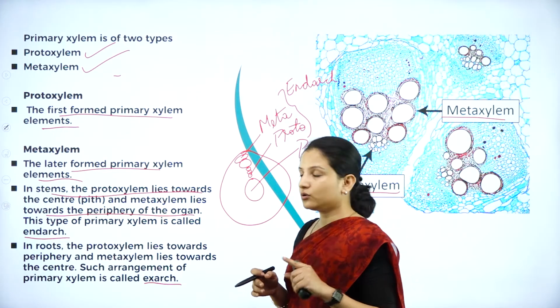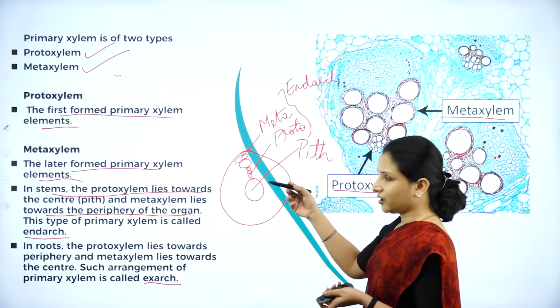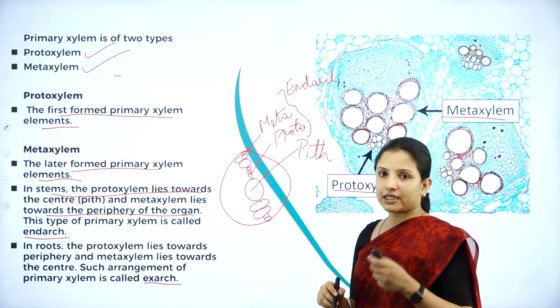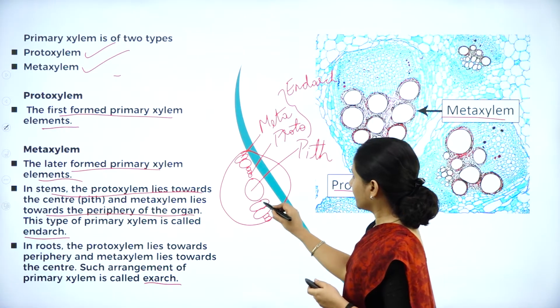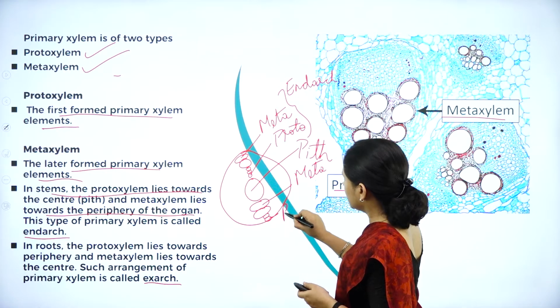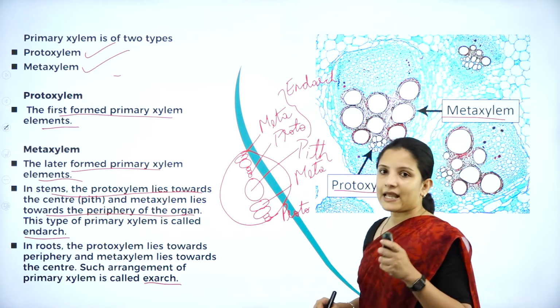And if it is a root, it is vice versa. If it is a root, consider again this to be a root. Metaxylem will be present towards the pith and the protoxylem will be present towards the periphery. So this will be the metaxylem and this is the protoxylem. Such a type of xylem arrangement is called exarch.